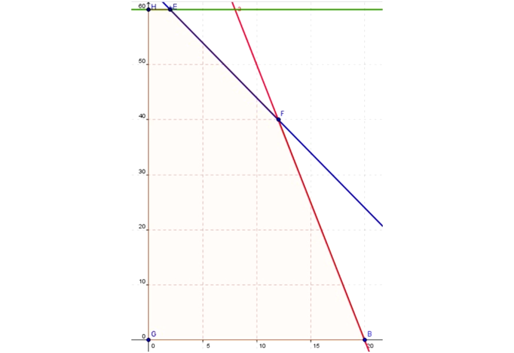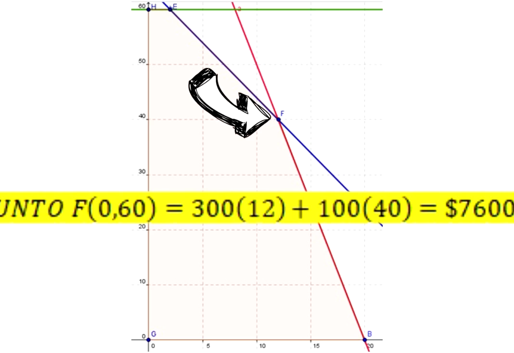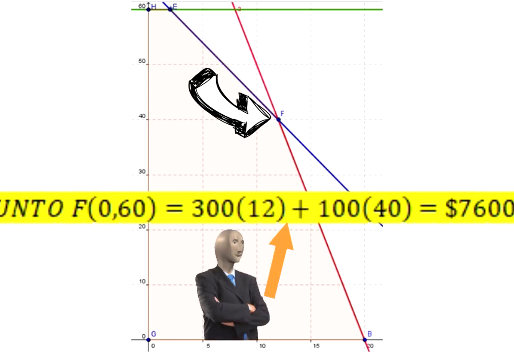The vertex that represents the best value of the objective function will be the optimal solution. In this case, the point that represents the best value is point F, (12, 40), with 7600 pesos.